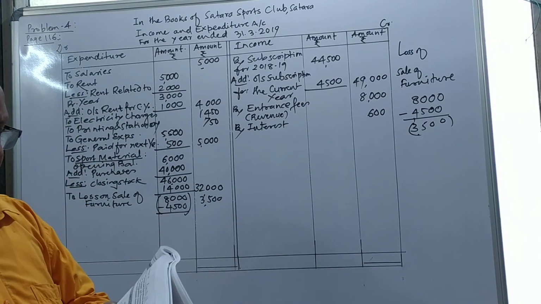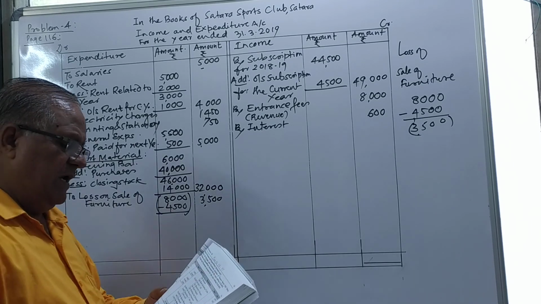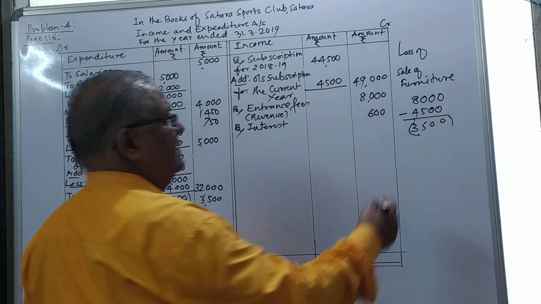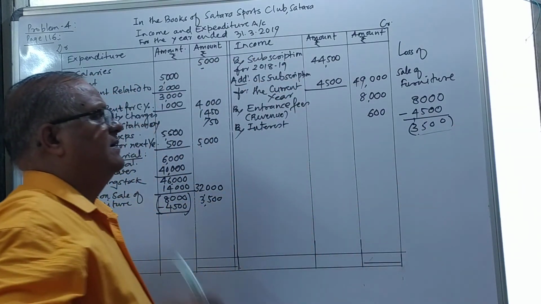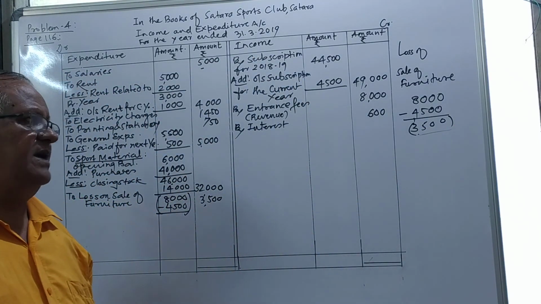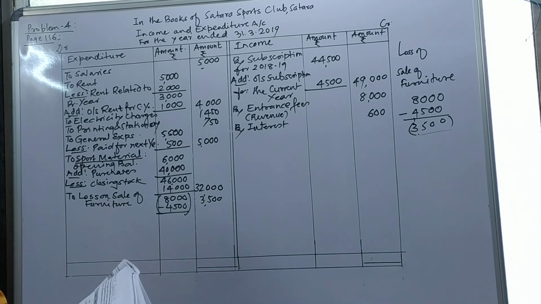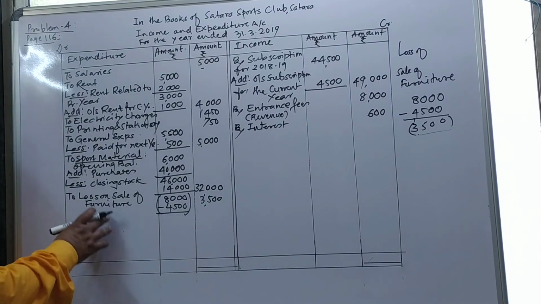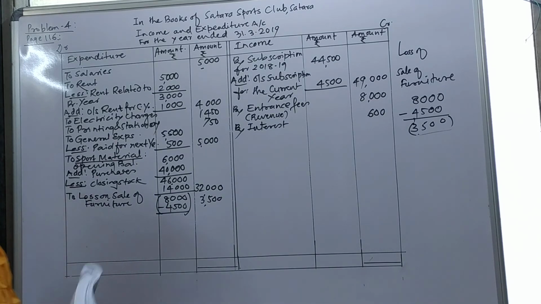And sale of furniture. They have made the sale of furniture, which has a book value of 8,000, sold for 4,500. So there is a loss of 3,500. It is 8,000 minus 4,500, a loss of 3,500. We can show that, loss on sale of furniture, like this.